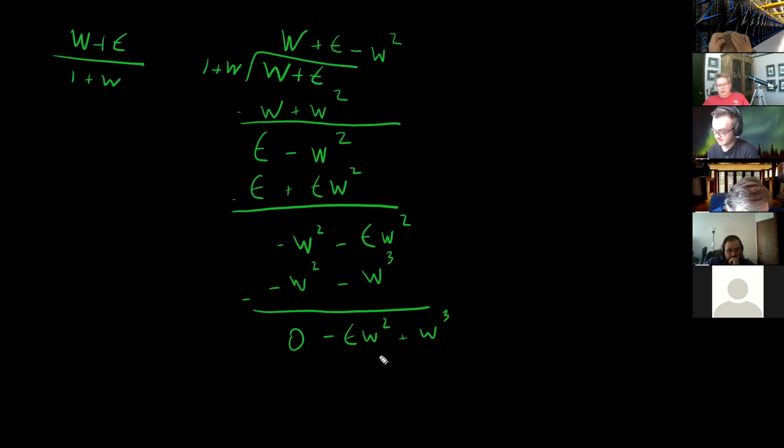The more I do this, what's going to happen to W? It's going to get a higher and higher exponent. That's called a higher order term. Wait a minute. When you're multiplying by epsilon, shouldn't that be epsilon plus epsilon W, not epsilon W squared? Yes. Nice catch, my friend.